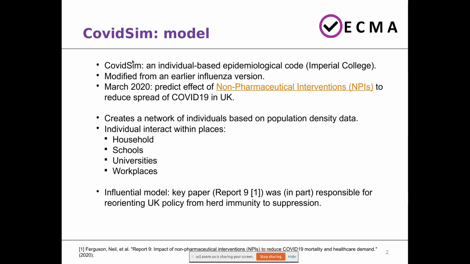There are quite a few of these types of models by now, right? But this one is probably one of the more influential ones. The key paper, called Report 9 for short, has more than 2,000 citations by now, but it was at least in part responsible for reorienting the policy back in 2020. If you remember, first people were talking about herd immunity, but fairly quickly this was changed to a suppression of the virus. And the predictions coming from this model were at least in part responsible for that change.